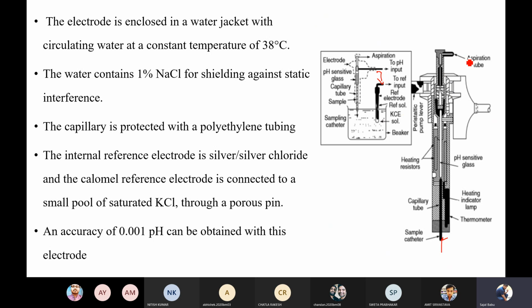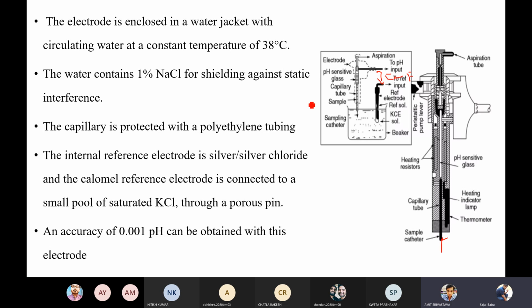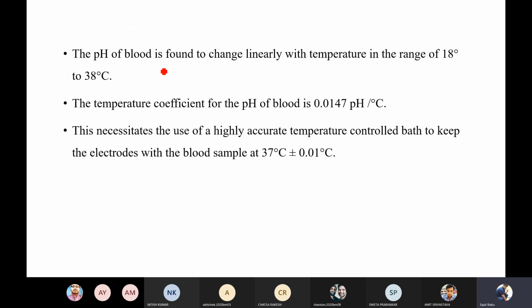What we are going to do is take this syringe-type glass electrode and collect the blood using this small catheter. The blood will come into this catheter, and then the same syringe is dipped in this KCl solution, which already has a reference electrode. The difference between these two will give you the EMF, and this EMF will directly represent the pH. Have you understood this? Yes, sir.